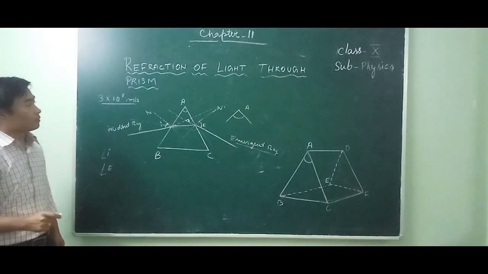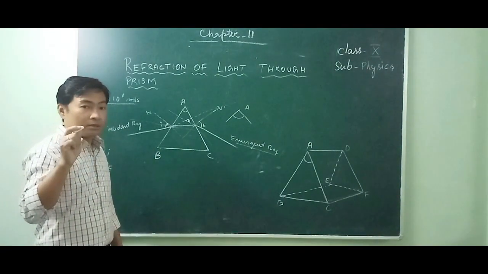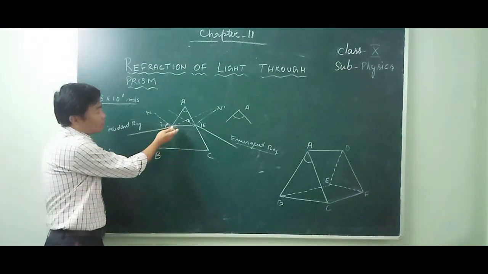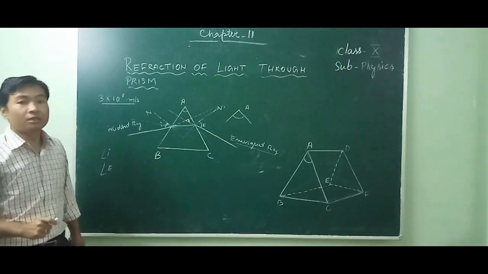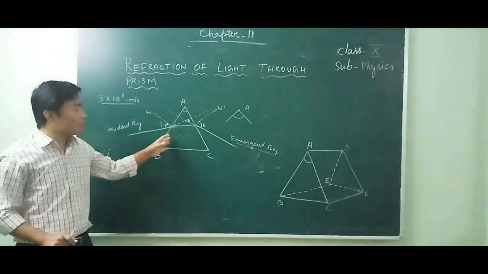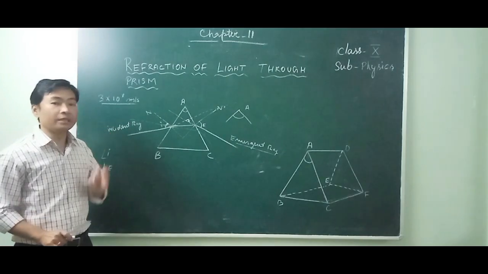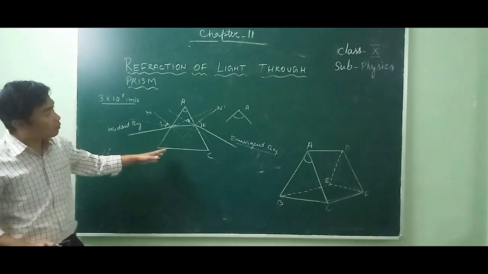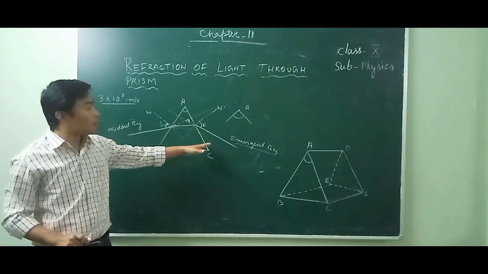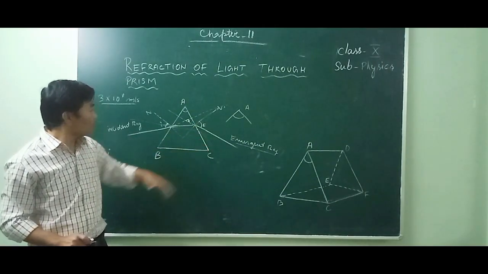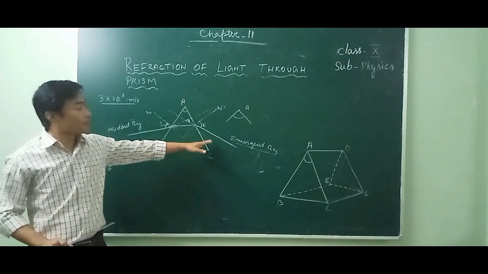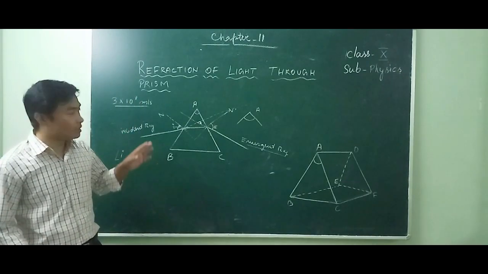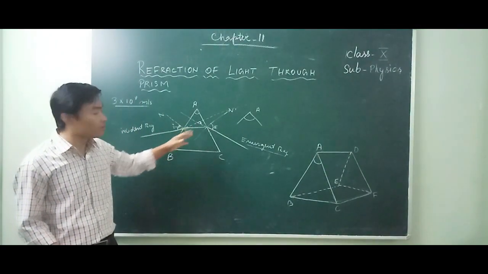The third factor: the light ray changing its path depends on the material of the prism also. What material is the prism made of? So there are three factors we have just discussed which have an effect on the angle of deviation.